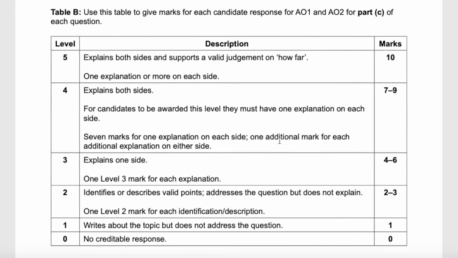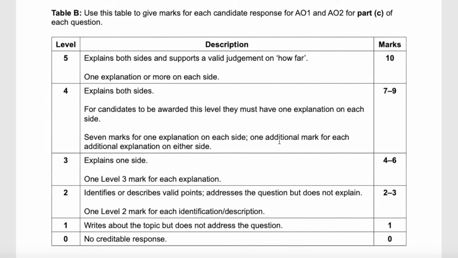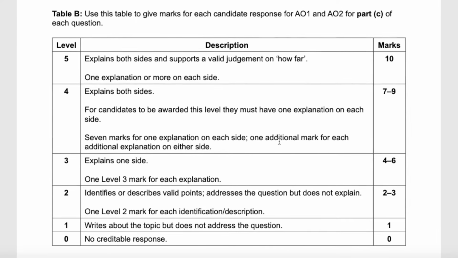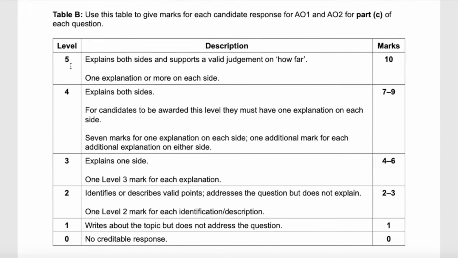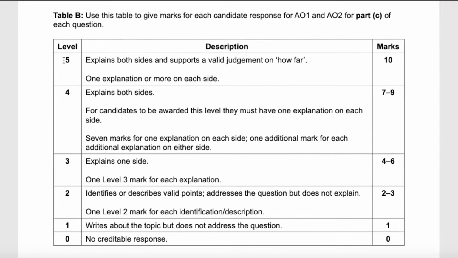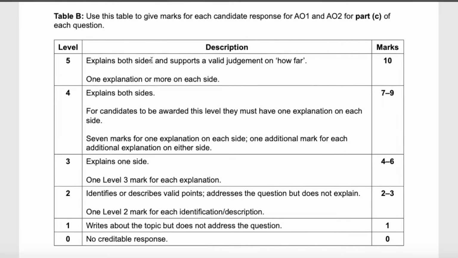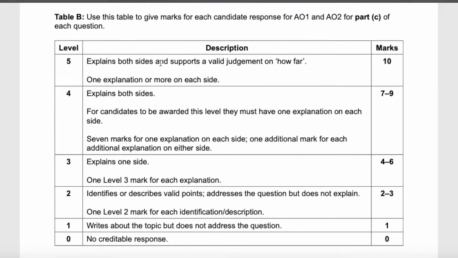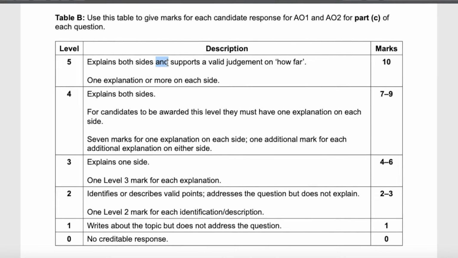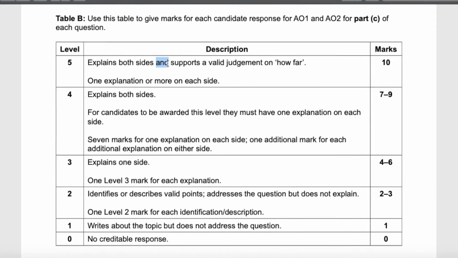All right, here's the kicker. Level 5. This is what I want everybody watching this video to get. Explains both sides and supports a valid judgment on how far. That means you have a valid conclusion.